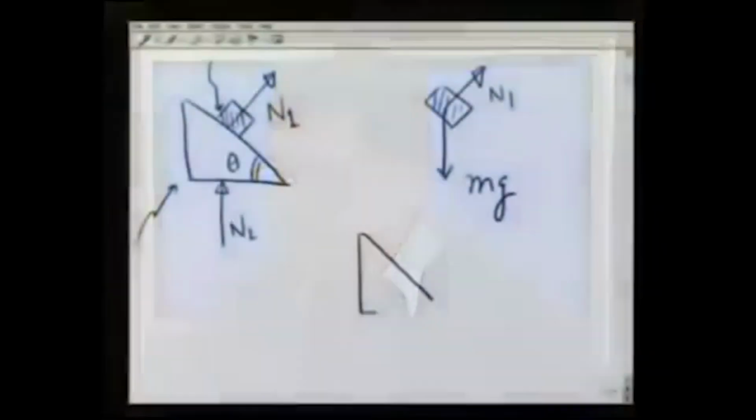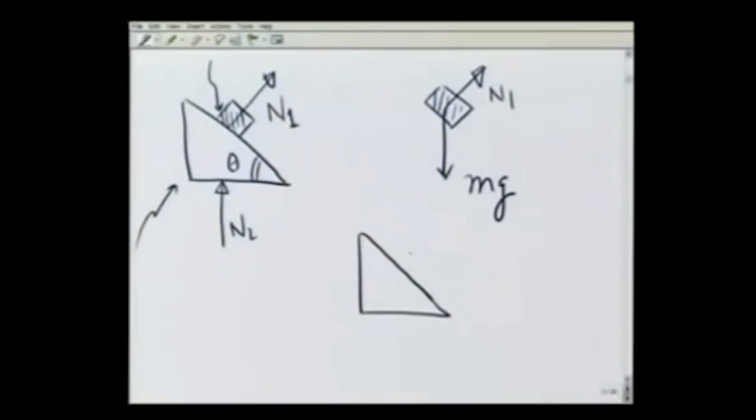The free body diagram for the wedge is going to be, by Newton's third law, a force N1 in this direction, its own weight Mg pulling it down, and the normal reaction N2 by the ground. I would like you to notice that I have not involved the mass small m in making the free body diagram of the wedge. That is because it is taken care of by the normal reaction N1.